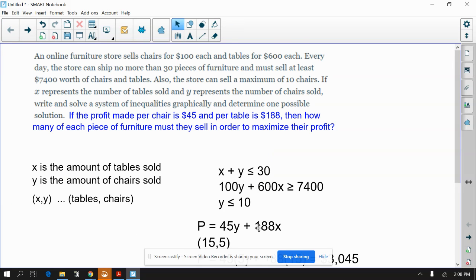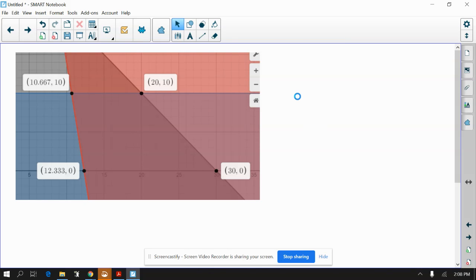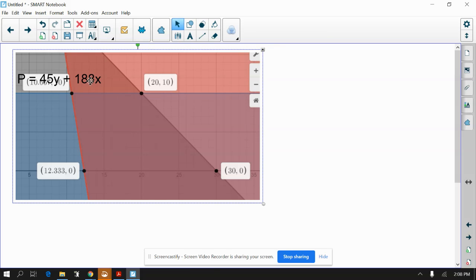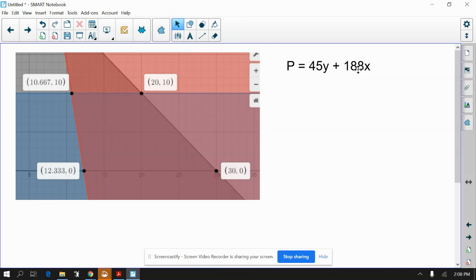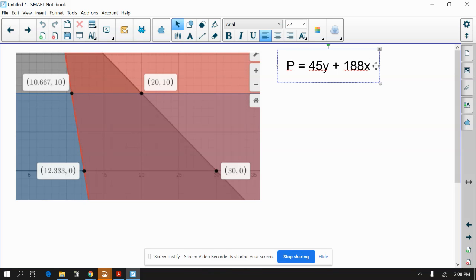Okay, my profit equation was this. Computer's not fast enough for me. It keeps on freezing up. So since there are only 4 vertices, I just had to do this equation 4 times and observe which one is which. So, okay, now right away, 10.667, I forget already, x is tables. I can't have 10.667 tables.